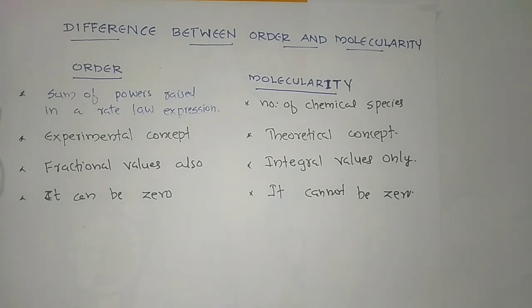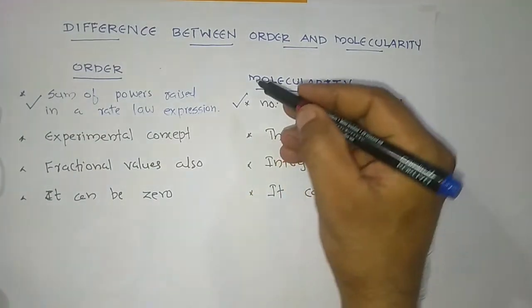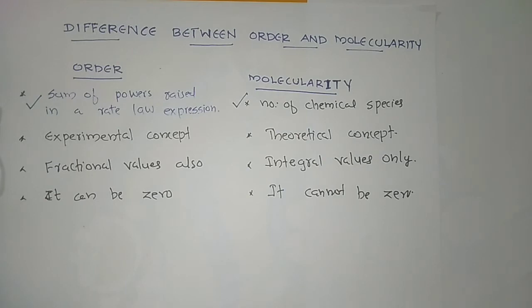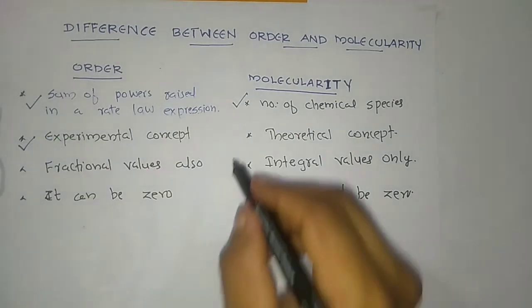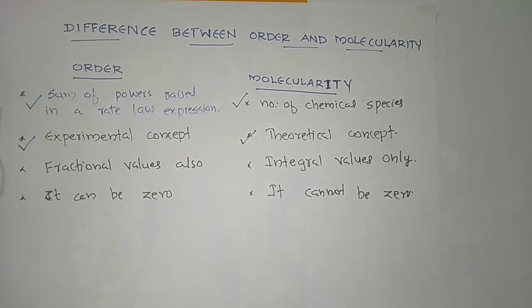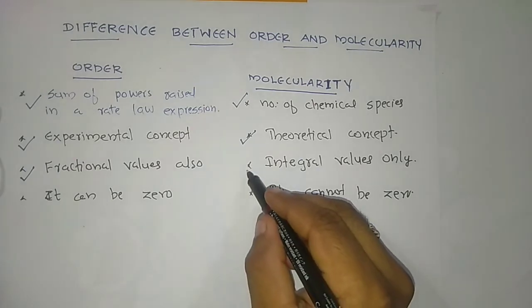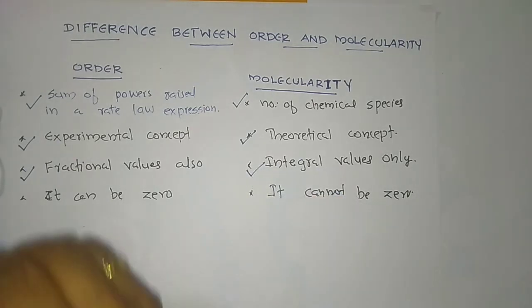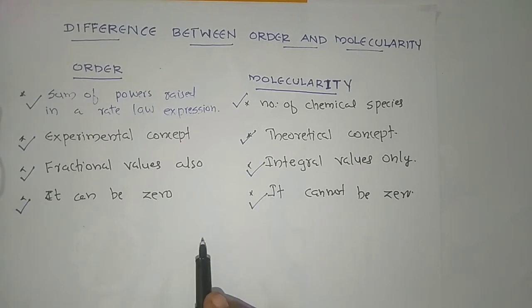Simple. What is order? Order is the sum of powers raised in a rate law expression. Molecularity is the number of chemical reacting species participating in the chemical reaction. Order is an experimental concept, molecularity is a theoretical concept. Order can have fractional values also, molecularity can have integral values only. Order can be 0, molecularity cannot be 0. This is the difference between order and molecularity. Very important question. Okay, clear?